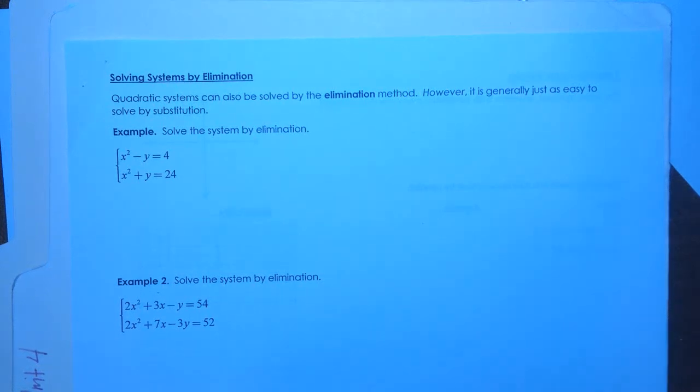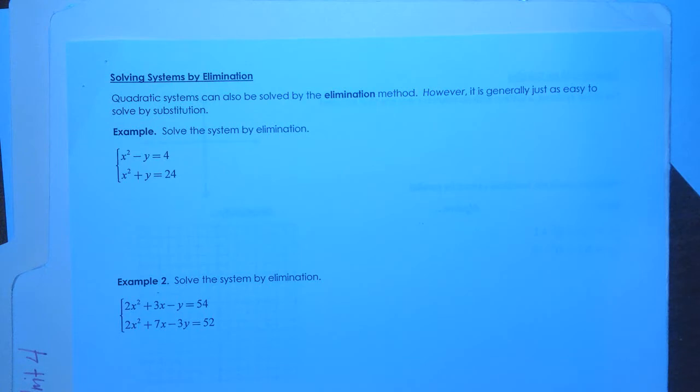Alright, in this video I want to look at how to solve quadratic systems using the elimination method. This is a method you used when you learned how to solve systems of linear equations in Algebra 1. You learned graphing, substitution, and elimination. Elimination works very well for linear systems. It does not work as well for quadratic systems, which is why it's somewhat de-emphasized.